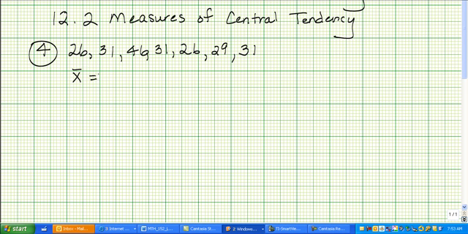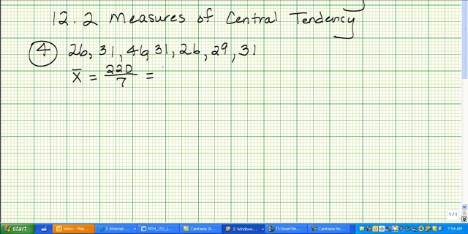26 plus 31 plus 46 plus 31 plus 26 plus 29 plus 31. Okay, so I'm getting a sum of 220. That's the sum of my x's. Now I want to count. There's 1, 2, 3, 4, 5, 6, 7. So we're going to divide by 7 to get the mean or the average.